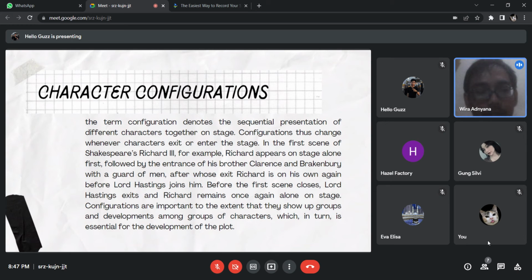In the first scene of Shakespeare's Richard III, for example, Richard appears on the stage alone first, followed by the entrance of his brother Clarence and Brackenbury, with a guard of men. Afterwards, exit Richard, is on his own again, before Lord Hastings joins him. Before the first scene closes, Lord Hastings exits and Richard remains once again alone on the stage. Configurations are important to the extent that they show up growth and development among groups of characters, which in turn is essential for the development of the plot. Next, please.